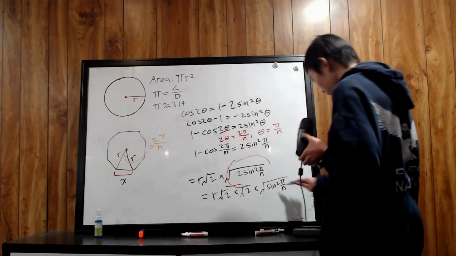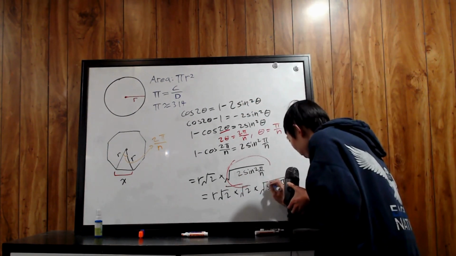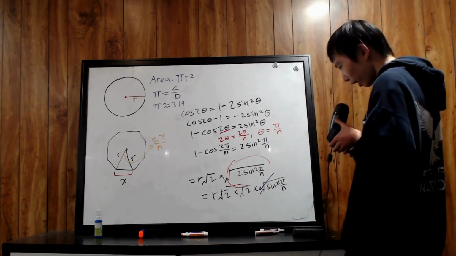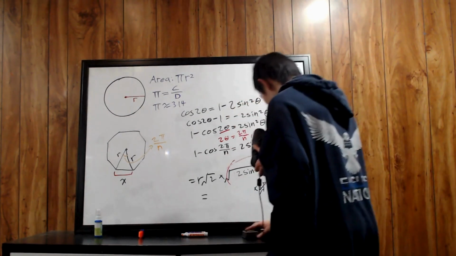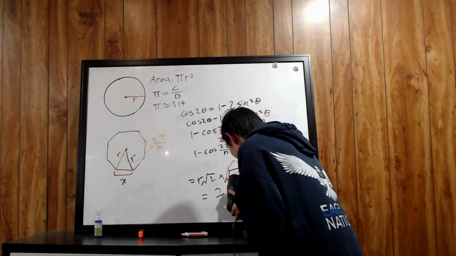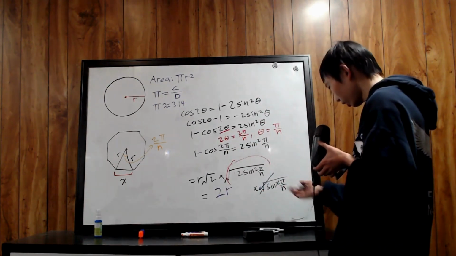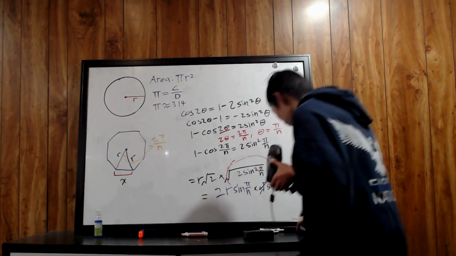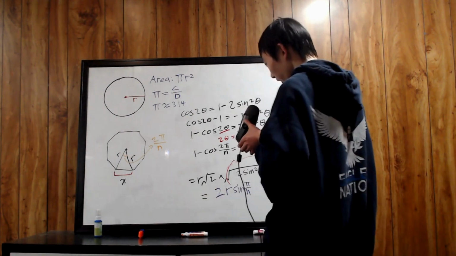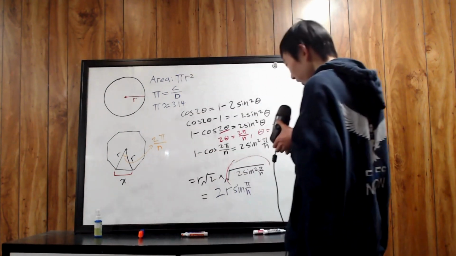Now here we have a square and square root, so this square and square root just cancels out. And square root of 2 times square root of 2 is just 2, so then we just get 2 times 2r times sine pi over n. And there we go. We basically simplified x, right?